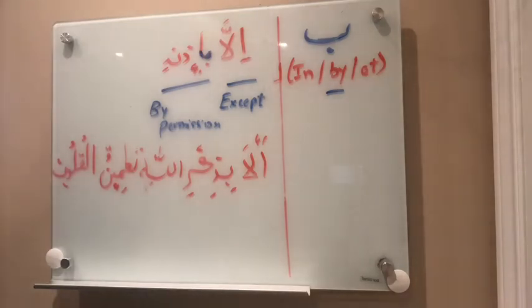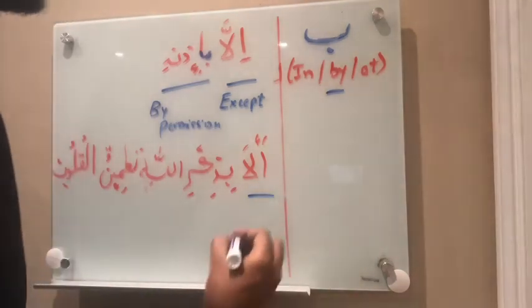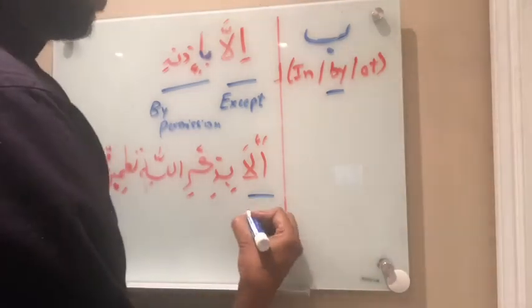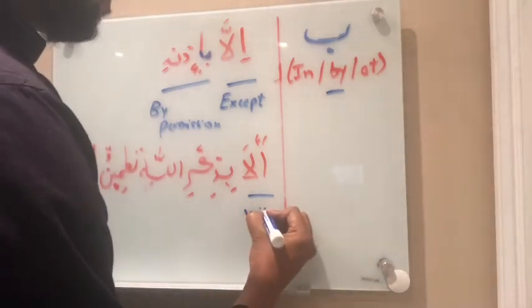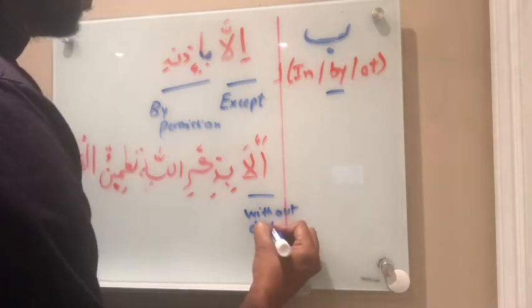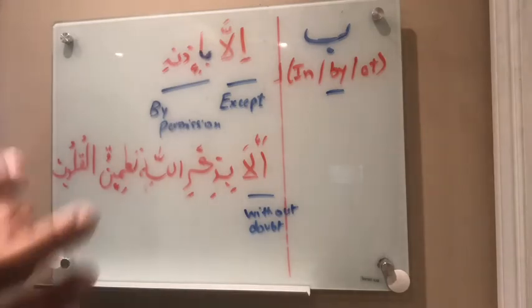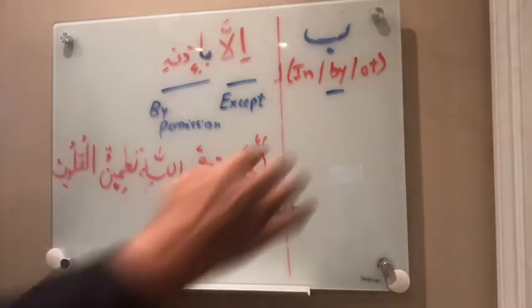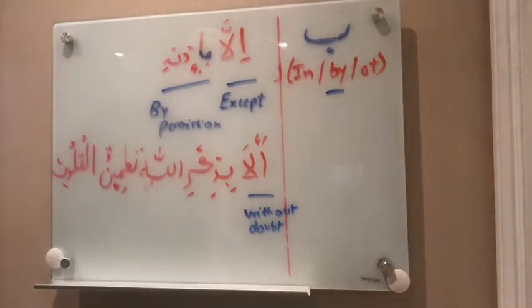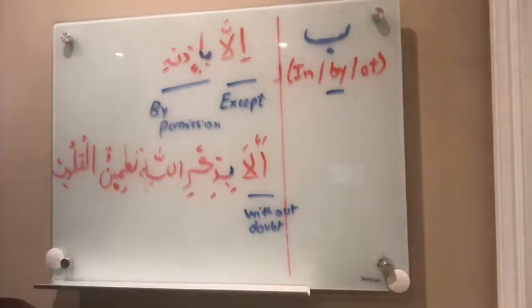A beautiful example coming. Ala bi zikrillah. This is Surah Ar-Ra'd, ayah number 28. Ala means without doubt, unquestionably is the right word here. So where is the preposition here? Which preposition are we talking about here? It is the word ba. Ala bi zikrillah.